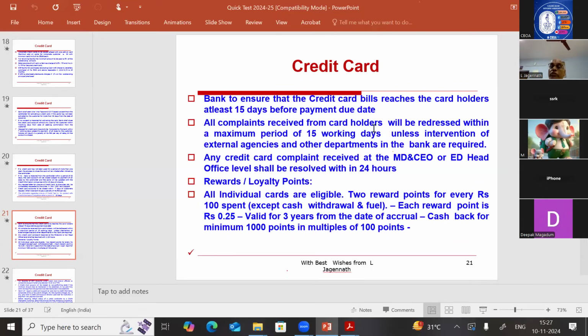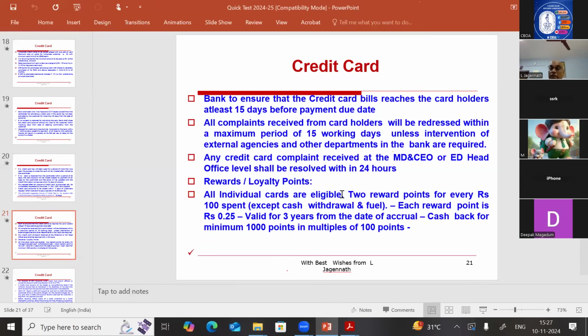All complaints received from cardholders will be redressed within a maximum period of 15 working days, unless intervention of external agencies and other departments in the bank is required. Any credit card complaint received at the MD and CEO office or executive director office, head office, has to be resolved within 24 hours. Then we have reward and loyalty points for credit card.